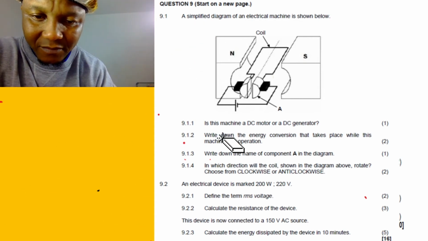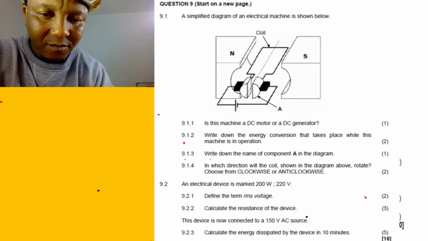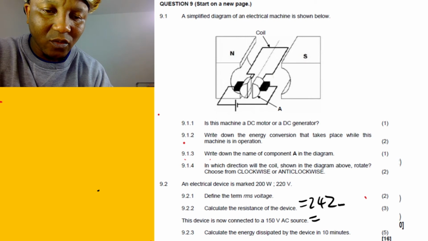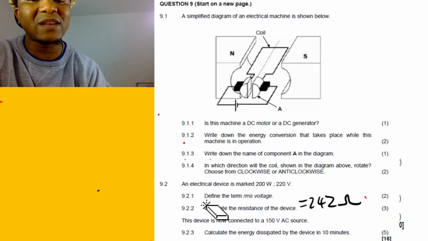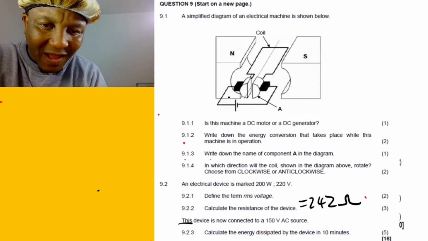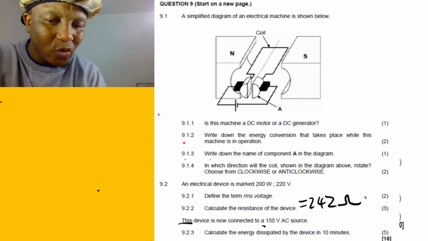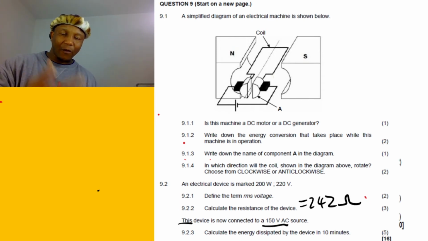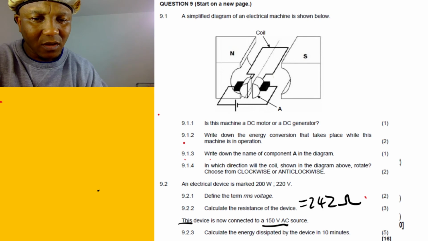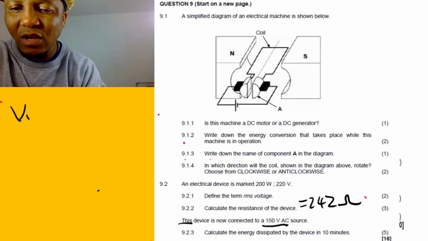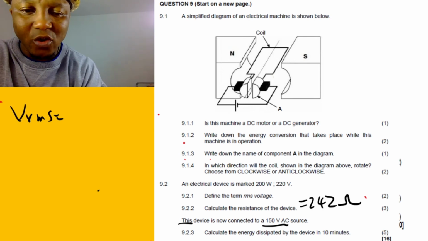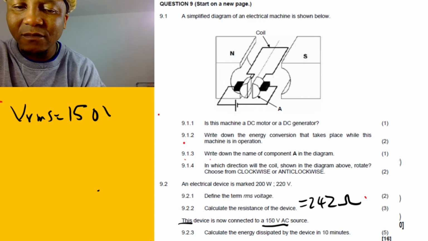So the resistance, this one is 242 ohm. That's our resistance. Now let's go to the last one. This device is connected to another voltage. So we got a new voltage. We say the RMS voltage, the new one, is equal to 150 volts.